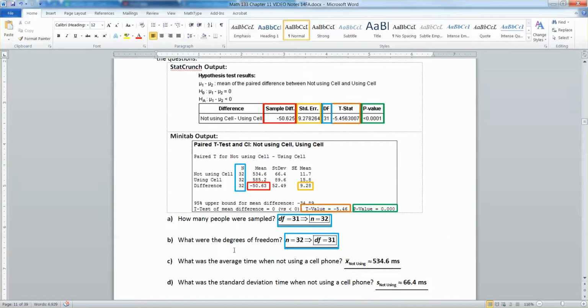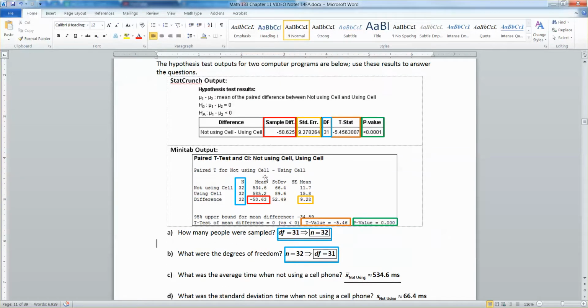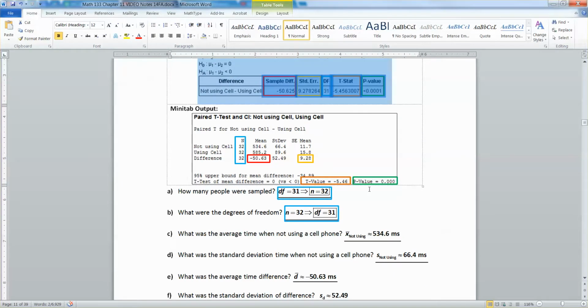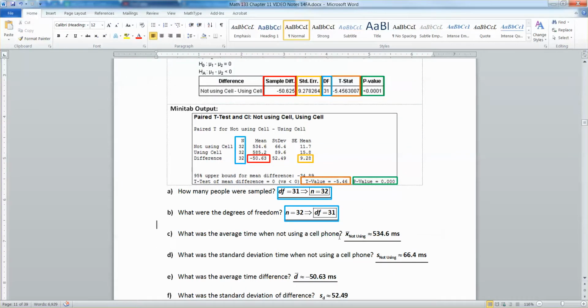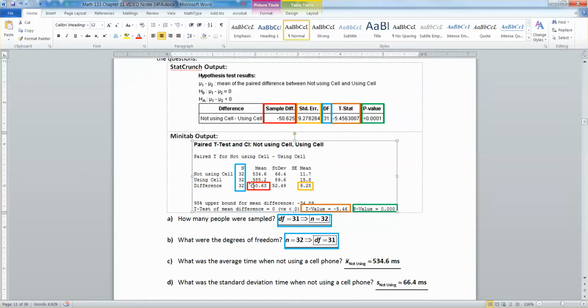Right, now what was the average time when not using the cell phone? Well, that's only available in StatCrunch. It's right here. It's 534.6. My goal is if I gave you StatCrunch, I couldn't possibly ask you that question because StatCrunch doesn't actually have that information up here. It's nowhere to be found in that output. So if I give you that question, then I must have given you Minitab because Minitab gives you more information.